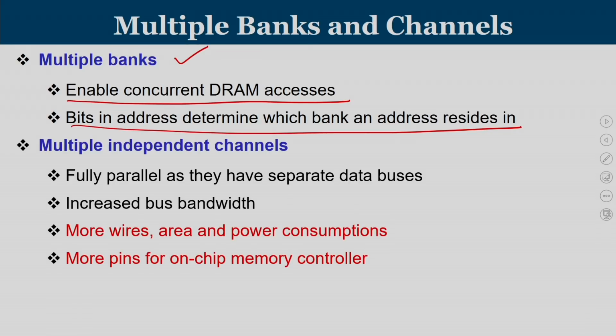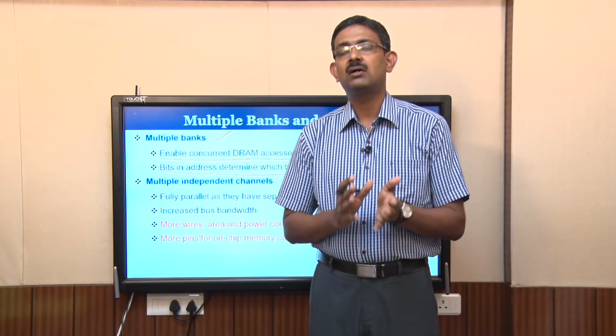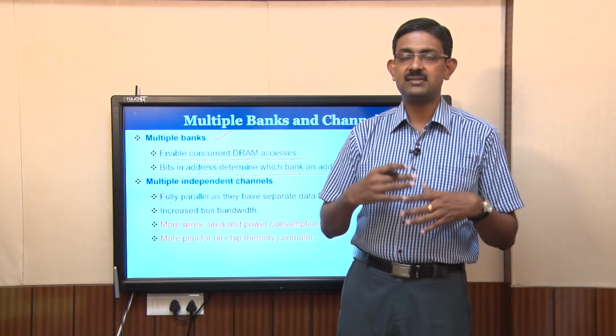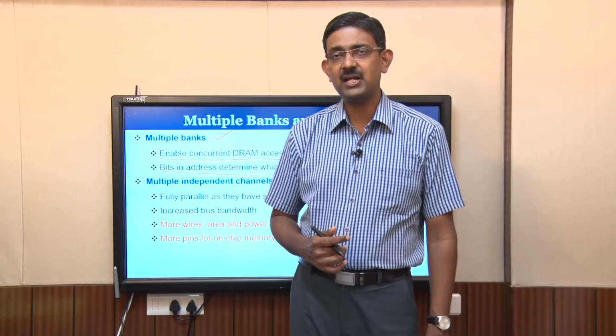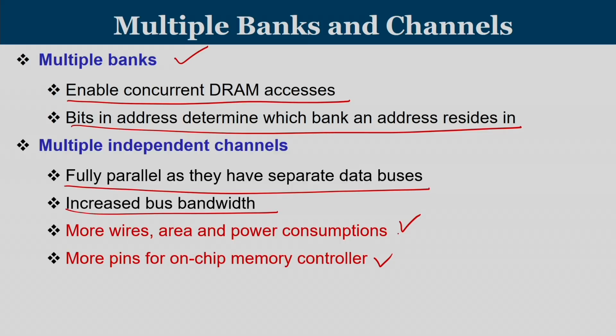Similarly, another kind of parallelism happens when you have multiple independent channels. As already mentioned, a channel is the communication point through which a DRAM communicates with the controller. So when you have multiple channels, you essentially have multiple sets of buses. This provides fully parallel operation, and they have separate data buses. This will increase bandwidth, but you have to use more wires, and there are more area issues and more pin issues as well.